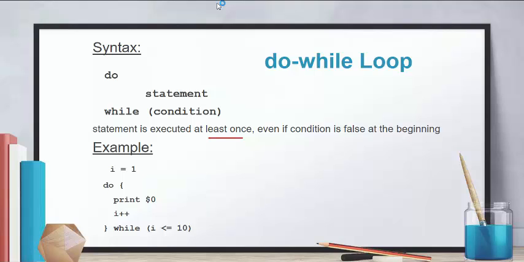i = 1, print $0. $0 will be printed. Then i++, the value of i increases, and then it will check i less than or equal to 10. As long as the value of i is less than or equal to 10, it will loop. But the first time it will display the whole output. Fine. So this is the concept of the do while loop.